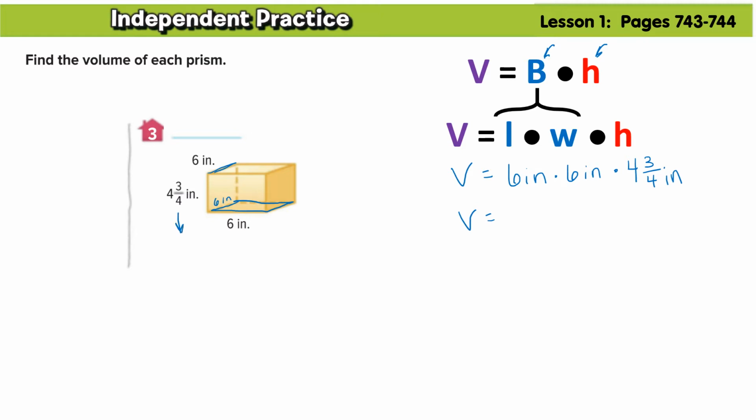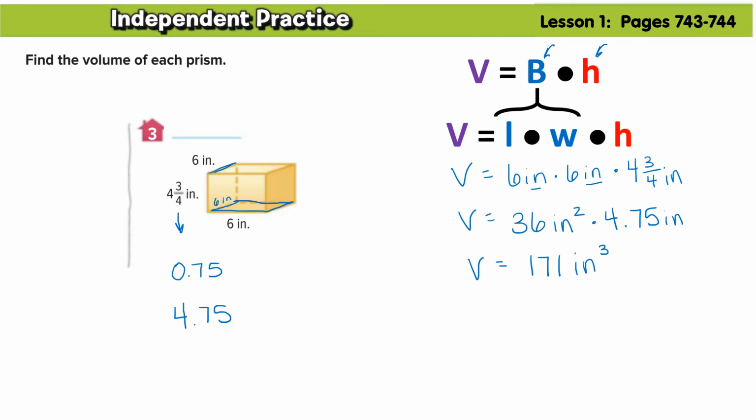Now 3/4 can be written as 0.75, so you can write the number as 4.75. 6 times 6 is 36. Inches times inches is inches squared times 4.75 inches. And when you multiply these numbers together, you get 171 inches cubed.